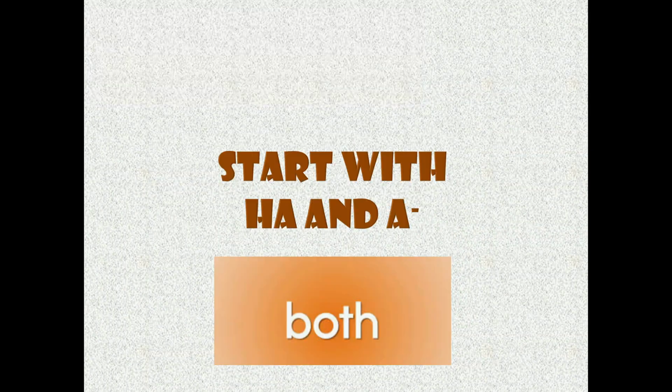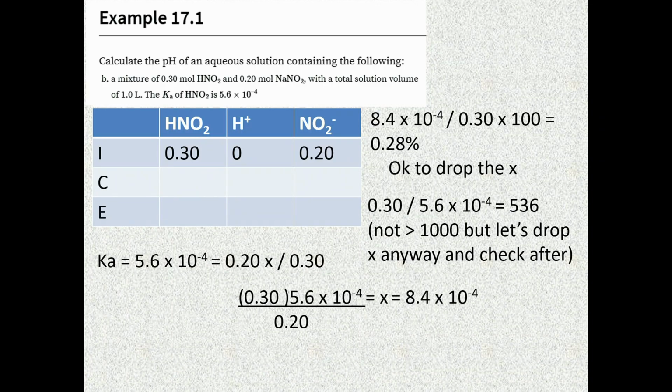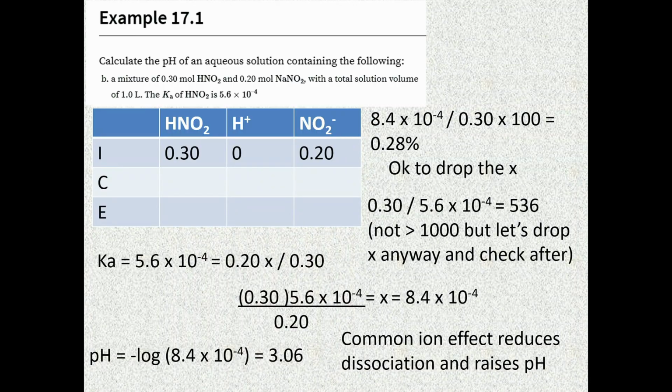So let's look at what happens when I start adding little bits of H or OH. I'm going to use just a generic HA and A-. In this case, I chose to go back to the nitrous acid and sodium nitrite. So when we did this previously, we found that the pH of this is 3.06.